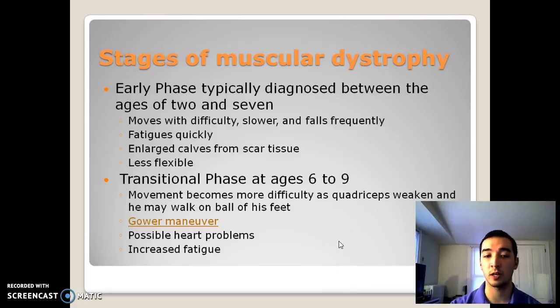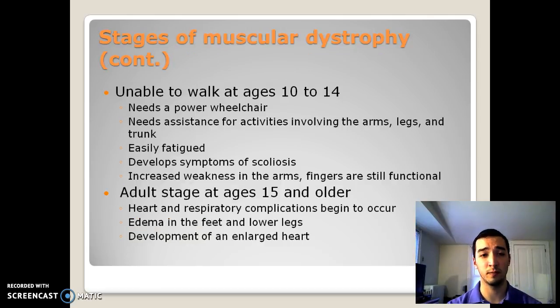And there are also possible heart problems that can be caused, and also increased fatigue. And then eventually they're unable to walk between the ages of 10 to 14. They'll need a power wheelchair because they won't be able to really wheel themselves around with a regular wheelchair due to less function in their arms.